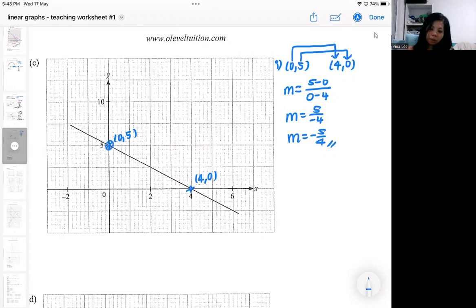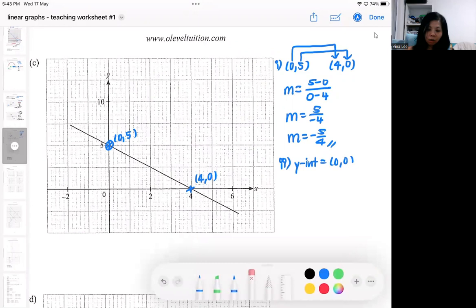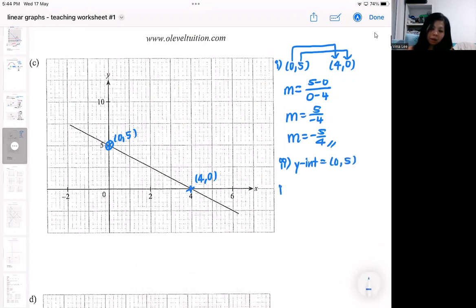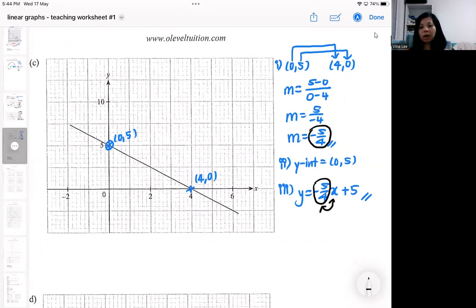And the y-intercept is 0, 5. So it is a line that is flying down. It flies down and it cuts at 5. So the gradient is always attached to x. And then it cuts at 5. So the gradient that you calculated will be attached to x, so people can see that that's actually the gradient. And then it will cut at 5.